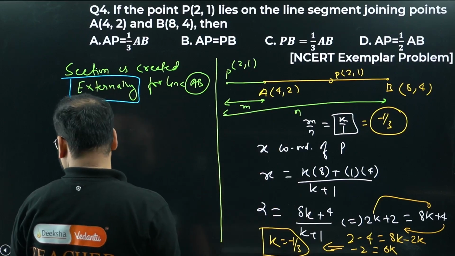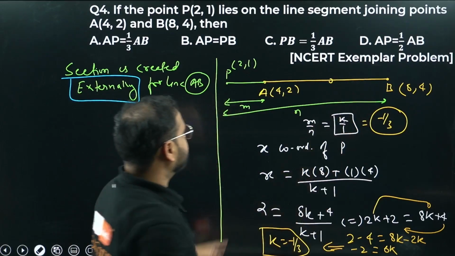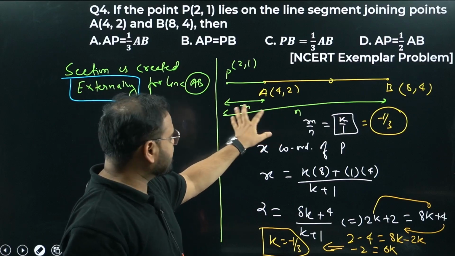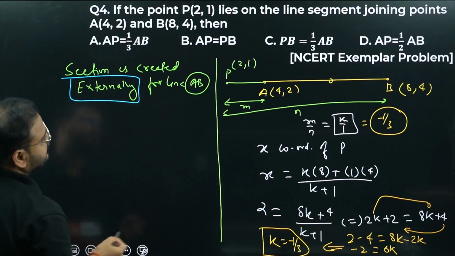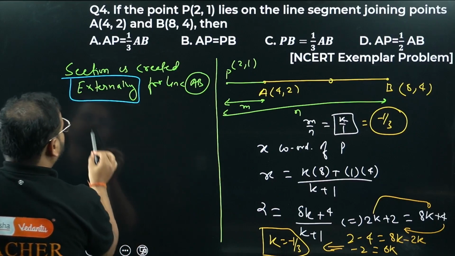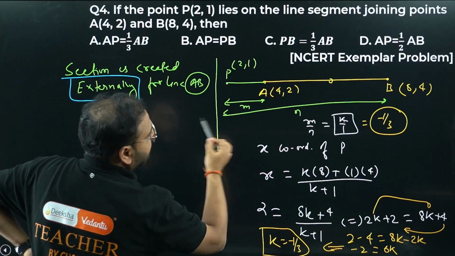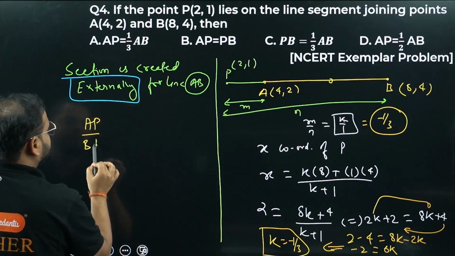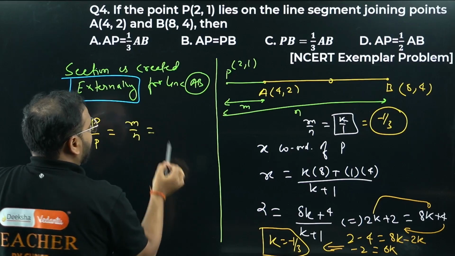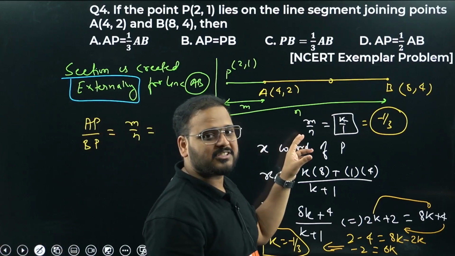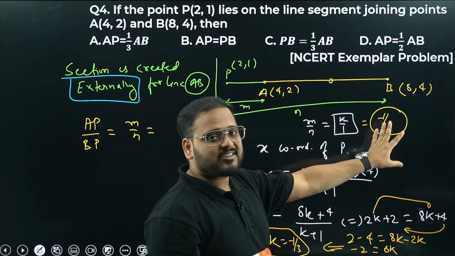So I'll just erase this part from here. Please check. M is minus 1, so basically like this. If I take now from here, what am I getting? I'm getting AP upon PB, or BP equals to what? M upon N. Now it'll become positive. Please check. It'll be a length, right? So positive.